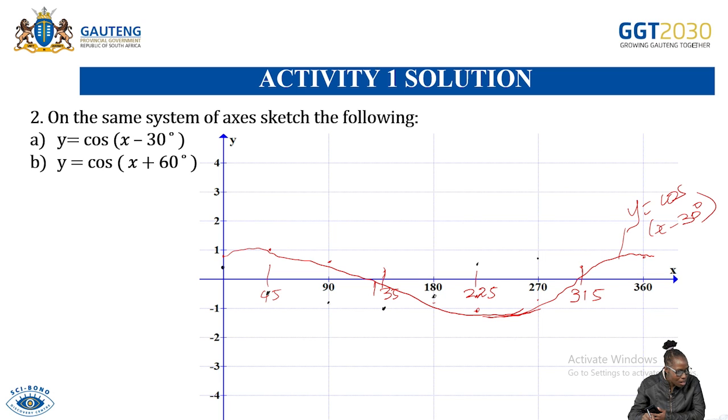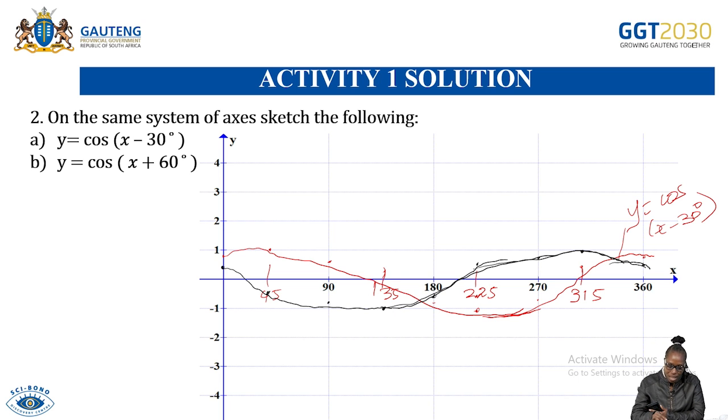And 315 is 1, just at 1, positive 1, positive 1. And at 360, I have a half over there. So my graph is going like this. Curving, going back, and going back. It's going this way. That's how my graph looks like.